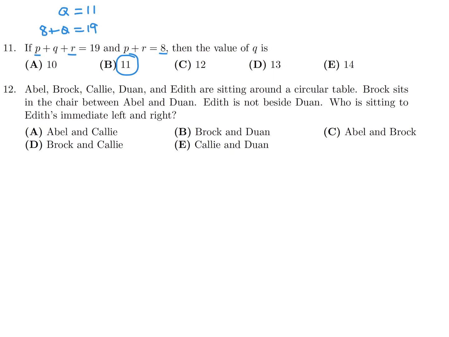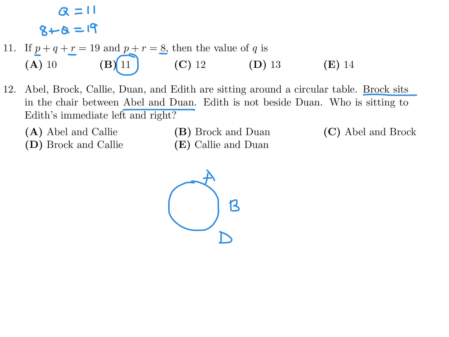Abel, Brock, Cayley, Duan, and Edith are sitting around a circular table. Brock sits in the chair between Abel and Duan. Edith is not beside Duan, who is sitting to Edith's immediate left and right? So we have the table, and let's see here. Let's just call them A, B, C, D, E. Brock sits in the chair between A and D, according to the question. Okay. That takes care of that.